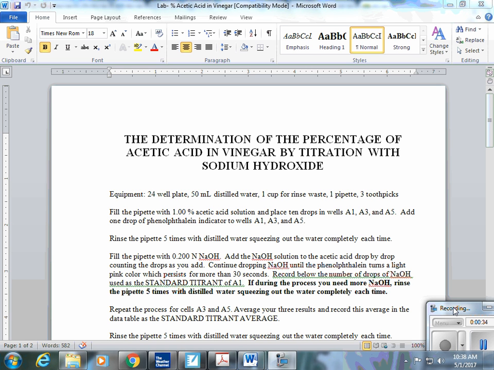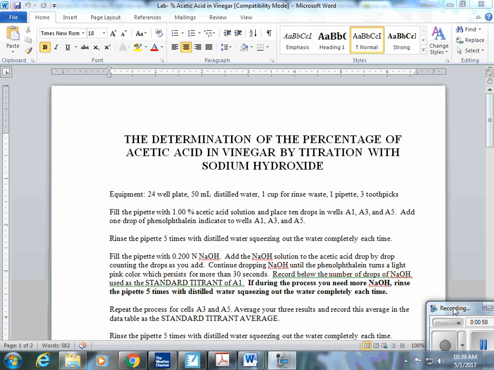So you're going to need a 24 well plate. Okay, you're going to have 50 milliliters of distilled water, a rinse water cup, 1 pipette, 3 toothpicks. Now, I guess we're only using 10 drops in the well, so you do not need to stretch the pipette. Okay, so just use a normal pipette.